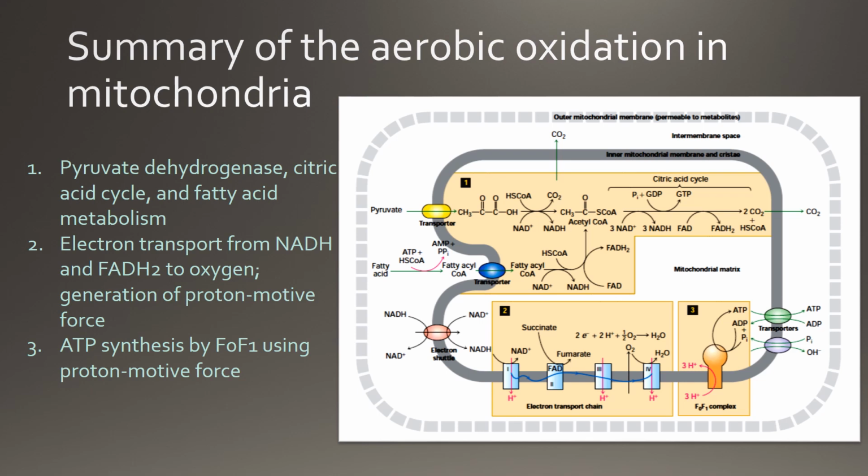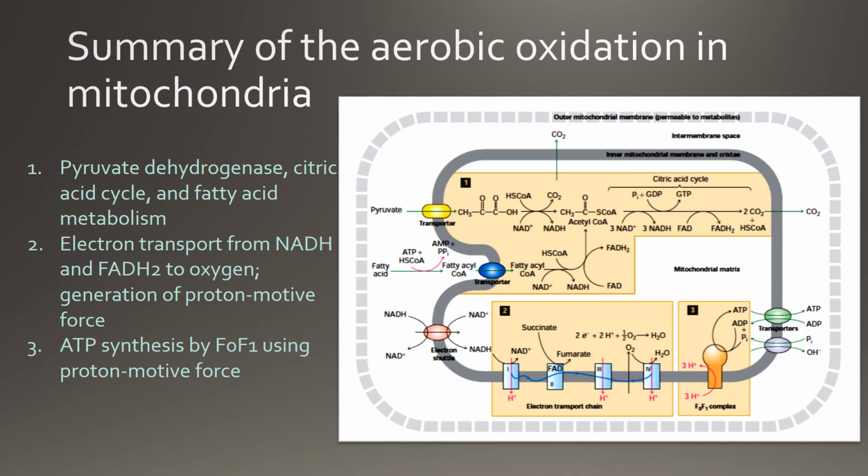Pyruvate is converted to acetyl coenzyme A with the formation of NADH, and fatty acids attached to coenzyme A are also converted to acetyl coenzyme A with formation of NADH and FADH2. Oxidation of acetyl coenzyme A in the citric acid cycle generates NADH and FADH2.